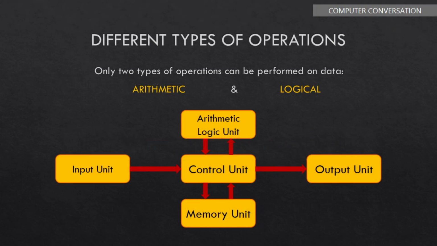Now, during processing, there are two operations that can be performed. One is arithmetic operation and the other is logical operation. Arithmetic operation involves addition, subtraction, multiplication or division, and logical operation involves checking of values. The below diagram shows how the different units of a computer, that is input unit, control unit, arithmetic and logic unit, memory unit and the output units are interconnected with each other for complete operation.